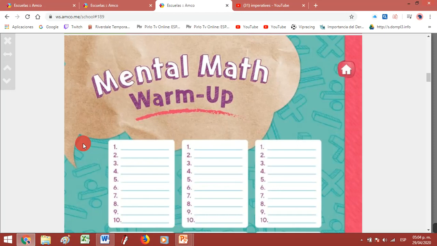Number 3. 66 divided by 2 plus 40 equal. Number 4. 77 times 3 equal. And the last one. 88 times 2 minus 6 equal.